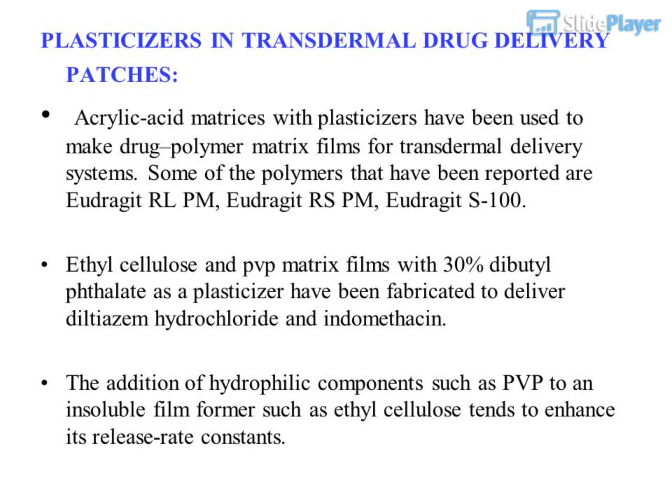Plasticizers in transdermal drug delivery patches. Acrylic acid matrices with plasticizers have been used to make drug polymer matrix films for transdermal delivery systems. Some of the polymers that have been reported are Eudragit RLPO, Eudragit RSPO, Eudragit S100. Ethyl cellulose and PVP matrix films with 30% dibutyl phthalate as a plasticizer have been fabricated to deliver diltiazem hydrochloride and indomethacin. The addition of hydrophilic components such as PVP to an insoluble film former such as ethyl cellulose tends to enhance its release rate constants.